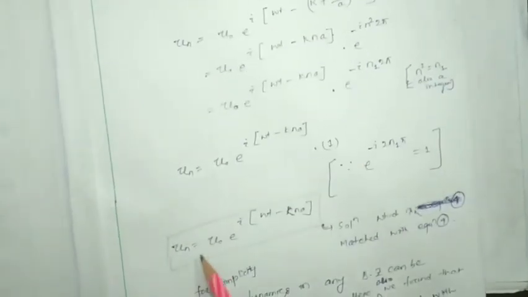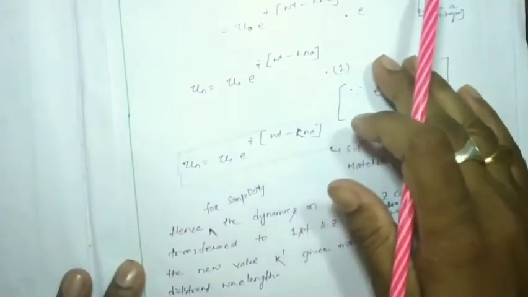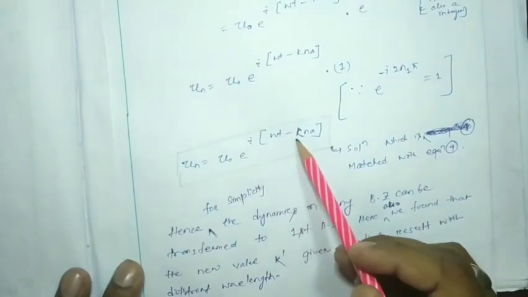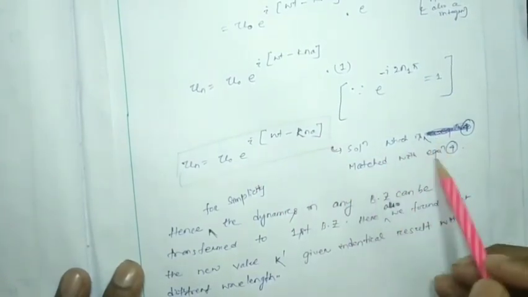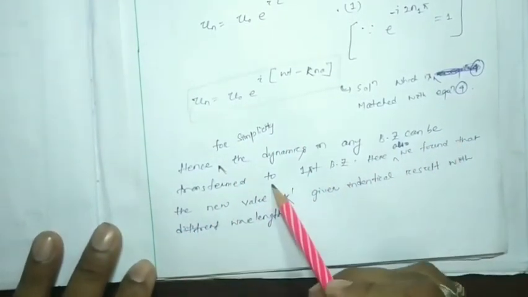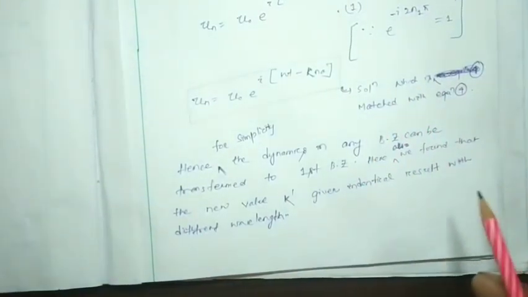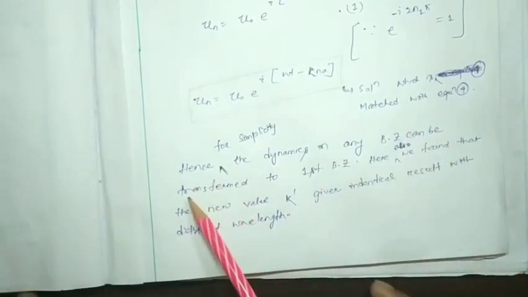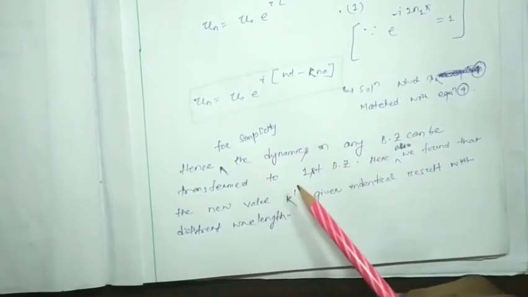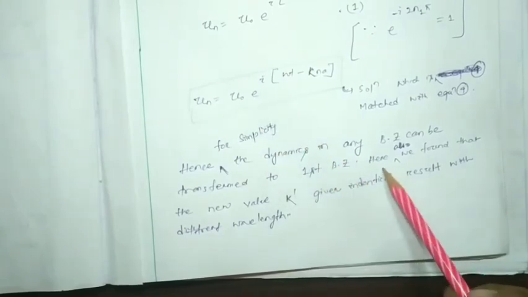So u_n equals u0 e to the power i(omega t minus k n a), which is the solution that matches equation number 4. Hence, for simplicity, the dynamics in any Brillouin zone can be transformed to the first Brillouin zone. So we should not be bothered about other Brillouin zones and their dynamics. We simply have to transform that dynamics to the first Brillouin zone. And here we have verified that.